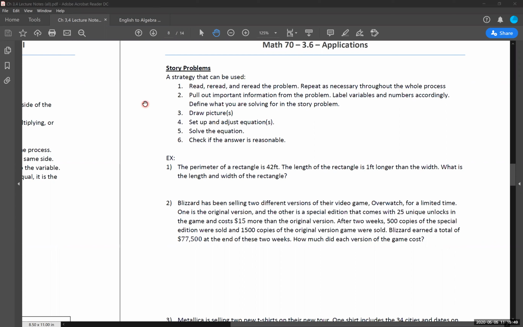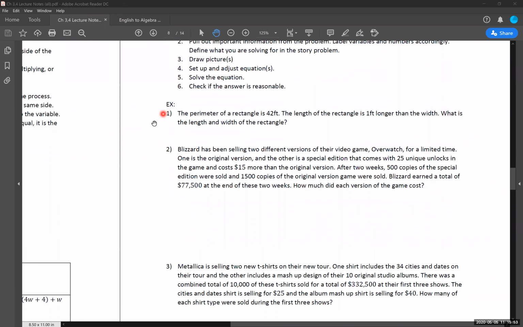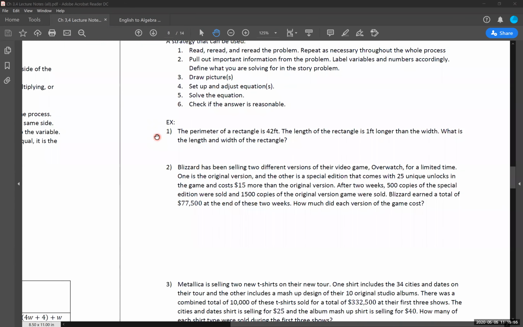Okay. So we're going to take a look at 3 examples here. I'm going to jump us over to the whiteboard as we go through these, but these are the 3 examples that I'm referencing here. Our first example is telling us the perimeter of a rectangle is 42 feet. The length of the rectangle is 1 foot longer than the width. What is the length and width of the rectangle?